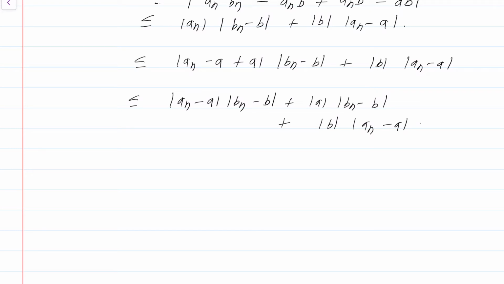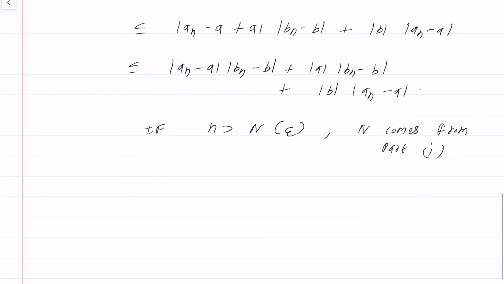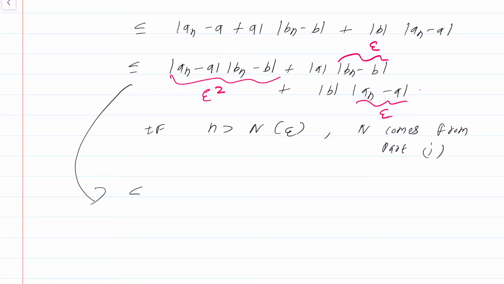Now again, if n is greater than N of epsilon, where N comes from part 1, the maximum of n1 comma n2, what do we have? This very first term is less than epsilon squared. This term is less than epsilon. This term is less than epsilon. So what we get is this whole thing is less than epsilon squared plus |a| epsilon plus |b| epsilon.